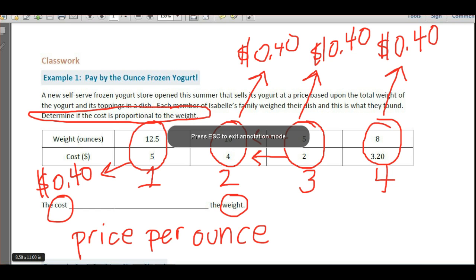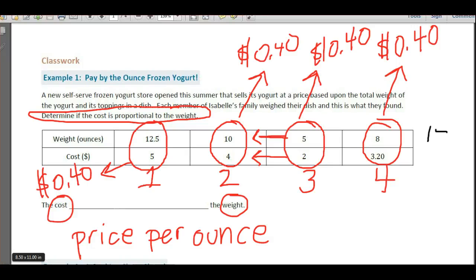Now let's throw something else in here though. Let's add someone, and let's say Isabel's brother. He was taking his time, wasn't quite ready when they got to the cash register, but yeah, he did come back, and he bought 15 whopping ounces of yogurt and toppings.